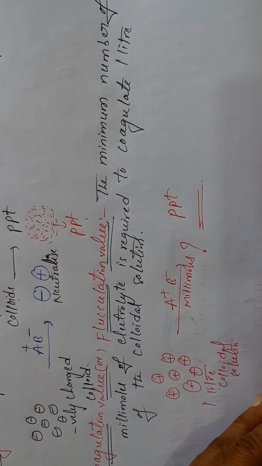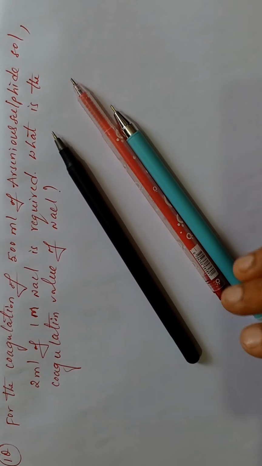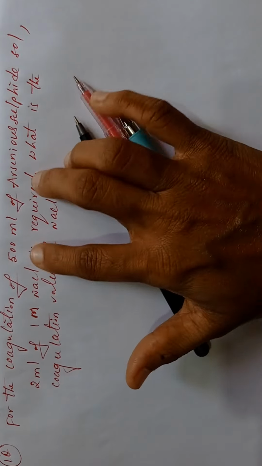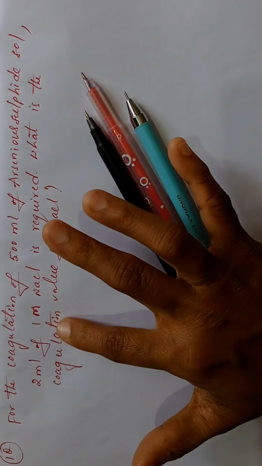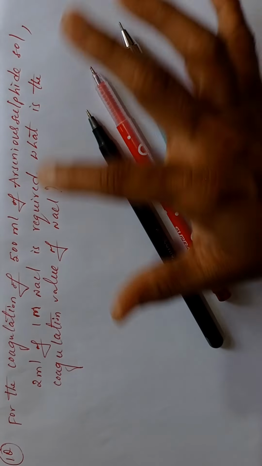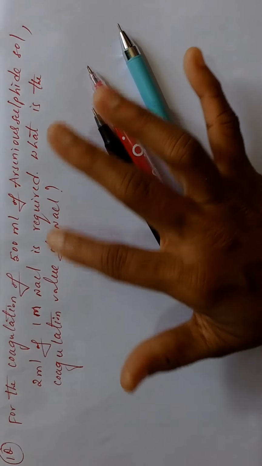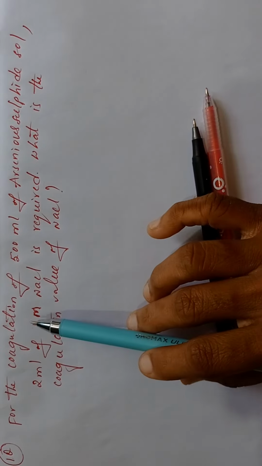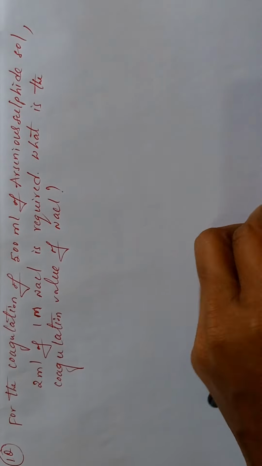Now we are discussing a problem, students, based on this coagulation value. Now see, the problem: for the coagulation of 500 ml of arsenious sulfide salt, 2 ml of 1 molar NaCl is required. What is the coagulation value of NaCl, it is asking, students. How to find it? First of all, molarity is given, 1 molar NaCl is required. So first you take the molarity formula.